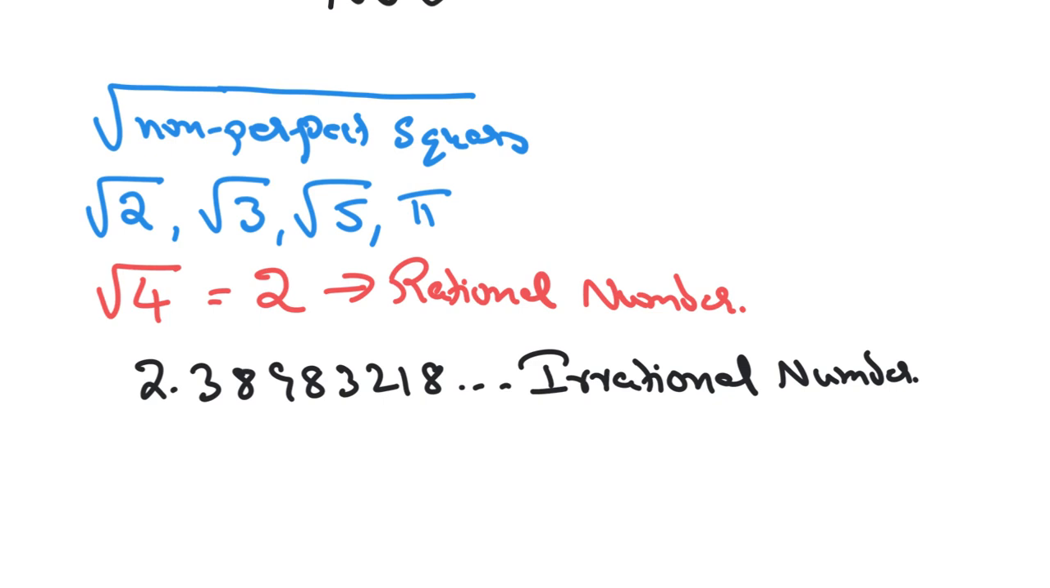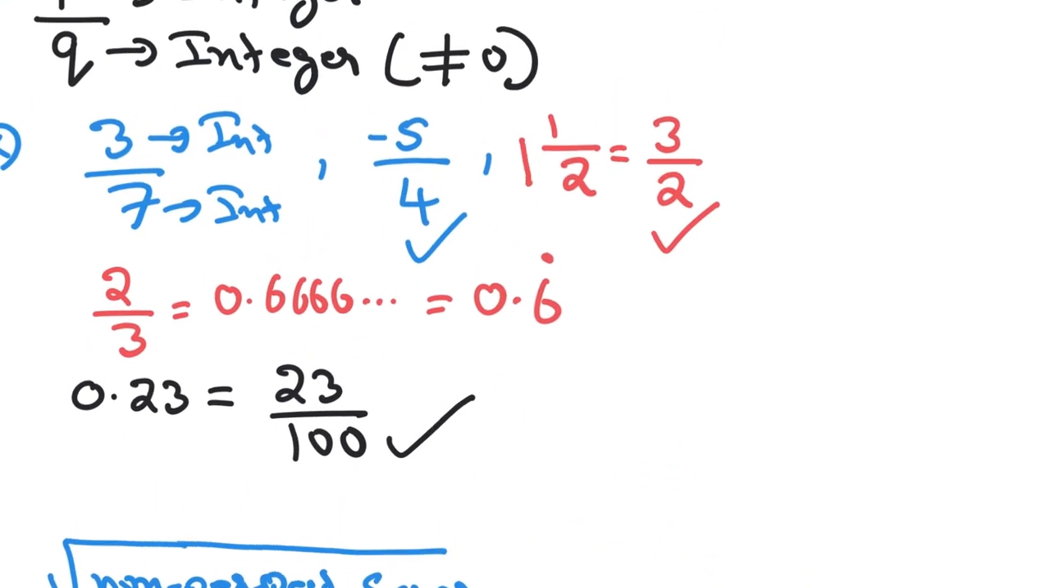So you get the idea? If the decimal digits repeat themselves, it becomes a rational number. If the digits are not repeating, which is called non-recurring, and it's not terminating, it becomes an irrational number. So this was about rational and irrational numbers.